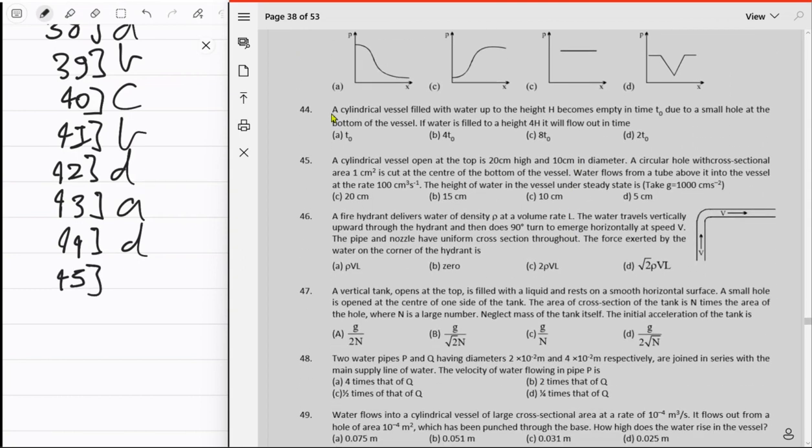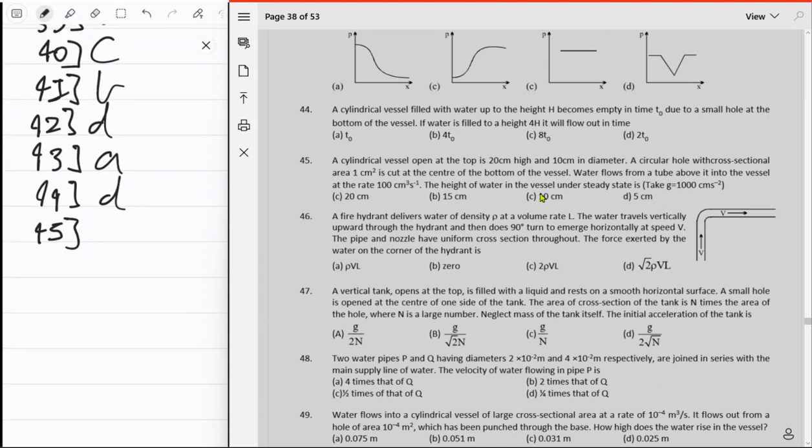45th. A cylindrical vessel open at top is 20 centimeter high and 10 centimeter in diameter. A circular hole with cross section area 1 centimeter square is cut at the center of the bottom of the vessel. Oh, okay. Water flows from the tube above it into the vessel at a rate of this thing. The height of water in the vessel under steady state. Oh, okay, cool.